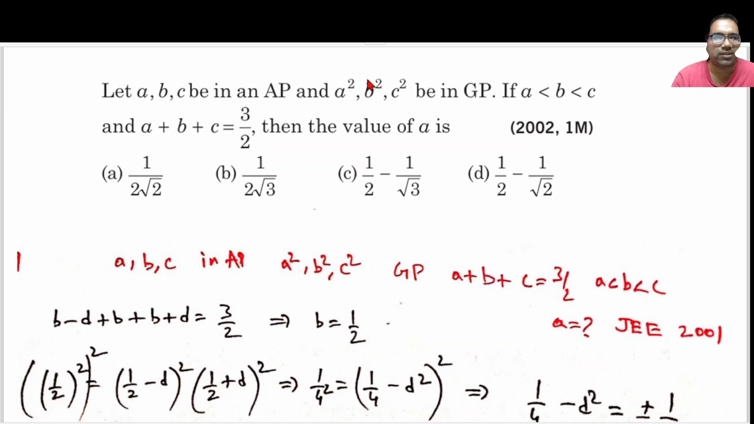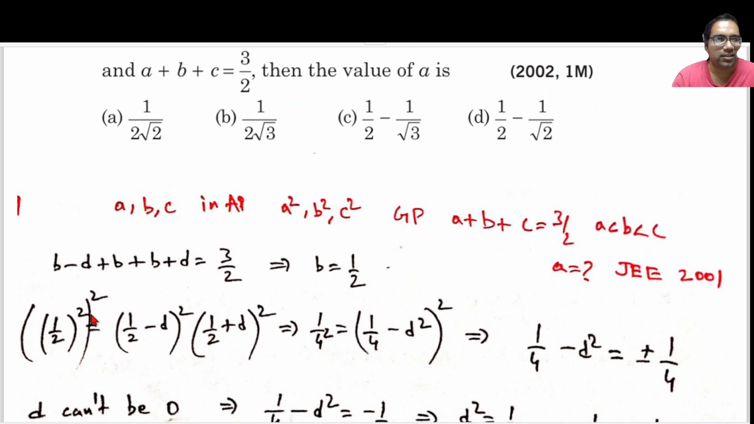B is half, so B square whole square is half square whole square. A is half minus D, that is B minus D, so A square is half minus D whole square. C square is half plus D whole square. If you simplify, the left side becomes half square, which is 1 by 4, whole square. This should equal half minus D into half plus D, both squared. Half minus D into half plus D is of the form a minus b into a plus b, which is half square minus D square, that is 1 by 4 minus D square, whole square. So 1 by 4 square equals 1 by 4 minus D square whole square.